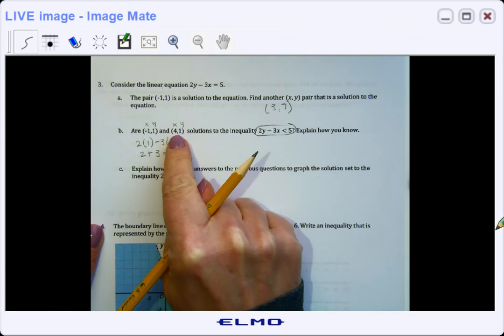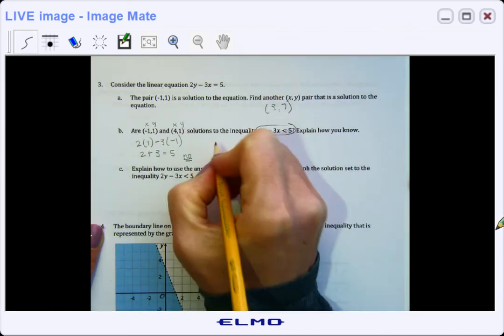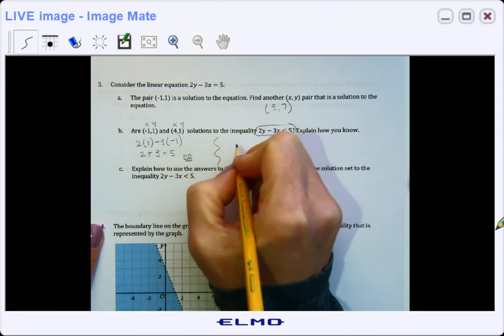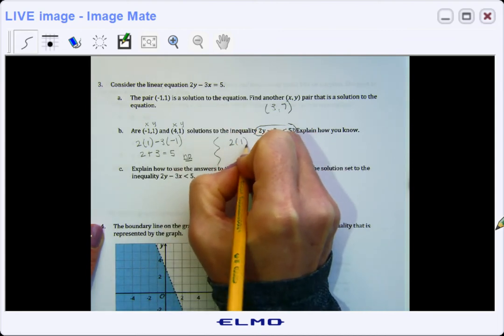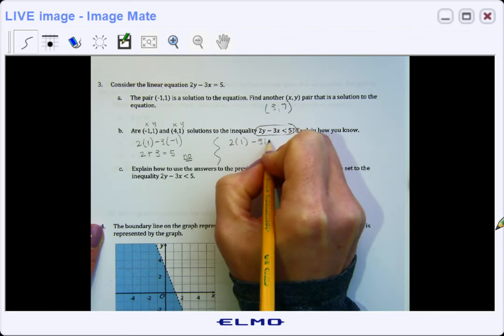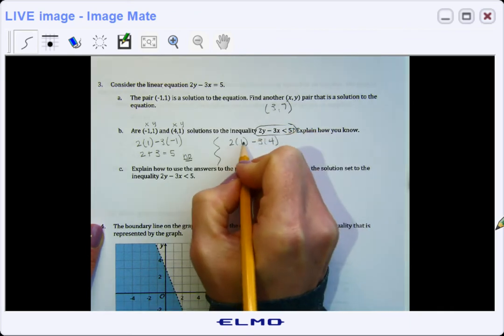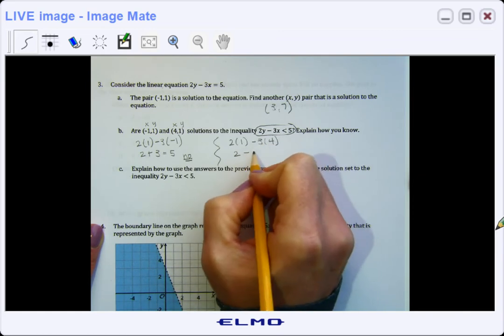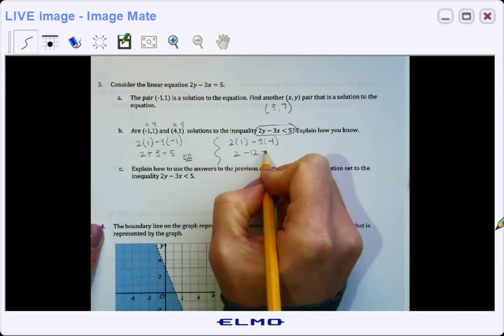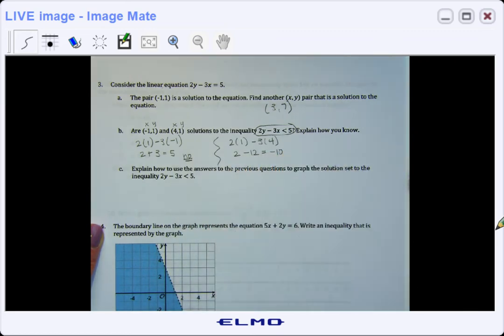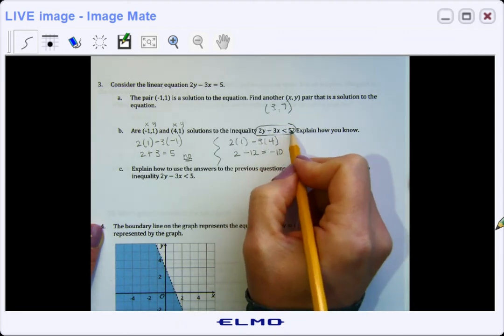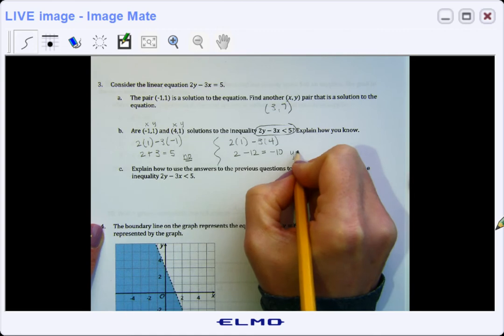And then the second one, the point 4, 1, so we're going to put in a 4 for x and a 1 for y. So 2 times 1 minus 3 times 4. So 2 times 1 is 2, and then minus 3 times 4 is 12, and 2 minus 12 is equal to negative 10. And so negative 10 is less than 5, so this one is a yes.